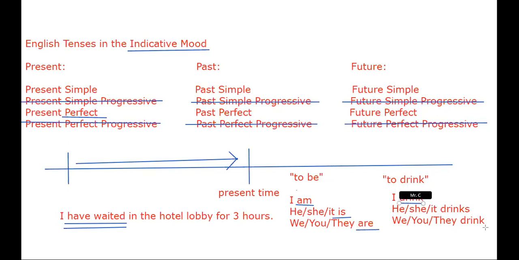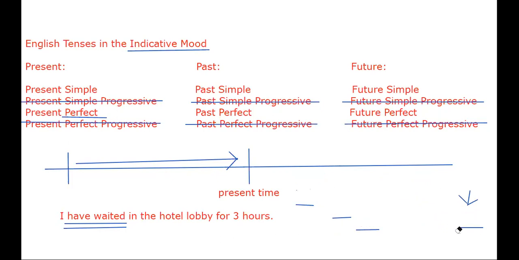But here we just have drink, drink, and drinks. So notice that for the present simple, you have that extra S for the third person singular. So he, she, it. That's when you add an S. But other than that, you just use the base form of the verb for everything else. But for be, you have special conjugations because be is a special verb. So that's how you conjugate for the present simple.